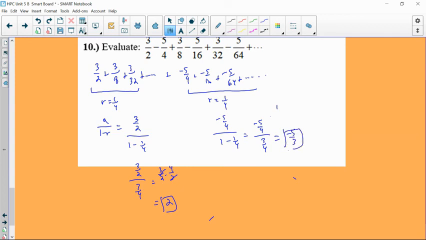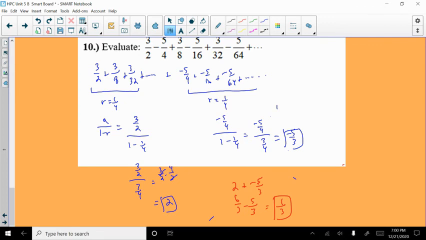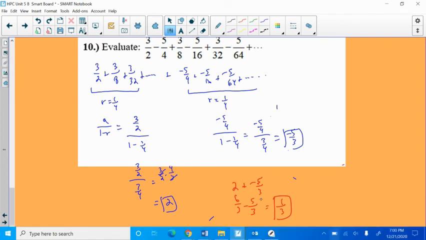So we have a sum where part of the terms equal 2, and the other half of the terms equal -5/3. So together, our overall value would be 2 plus -5/3. We could think of that as 6/3 minus 5/3, which equals 1/3. Okay. So again, this is just some help on some of the more challenging problems or problems you haven't seen before. Sometimes it's nice to look through and watch and go through a solution.